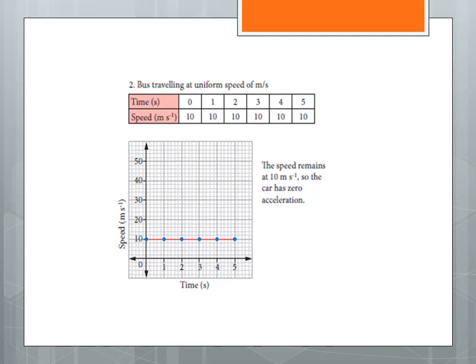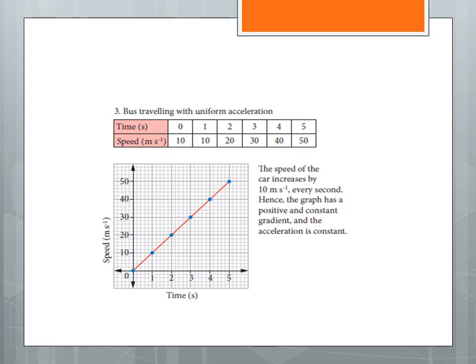Bus traveling at uniform speed of 10 m divided by s. Time 0, 1, 2, 3, 4, 5, speed ms minus 1 10, 10, 10, 10, 10. The speed remains at 10 ms minus 1. So the bus has 0 acceleration.